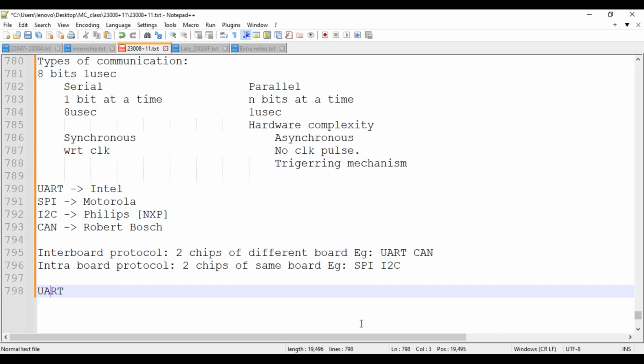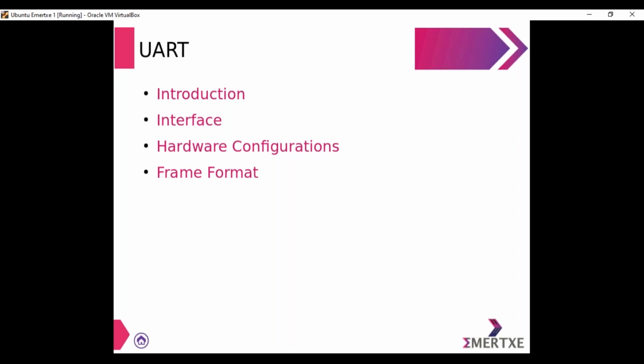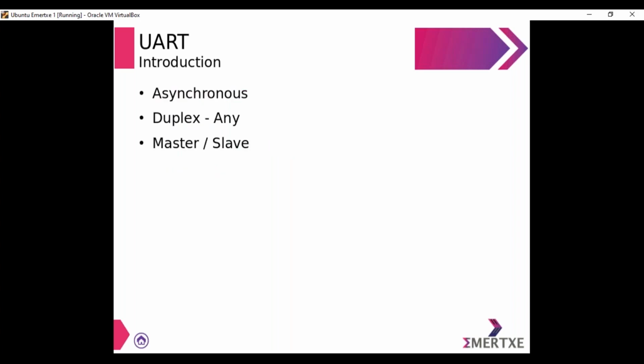Now, speaking about the functionalities or characteristics of the UART protocol, first one, it's an asynchronous protocol. Now, what do you mean by asynchronous protocol? Asynchronous means what is absent? Yes, there is no clock signal. So if there is no clock, you have to go for a triggering mechanism. You have to make use of a trigger.